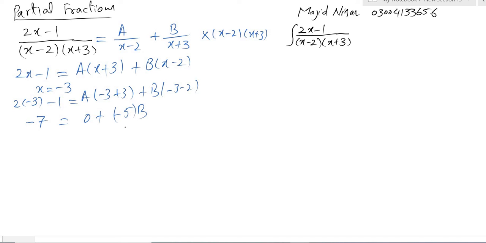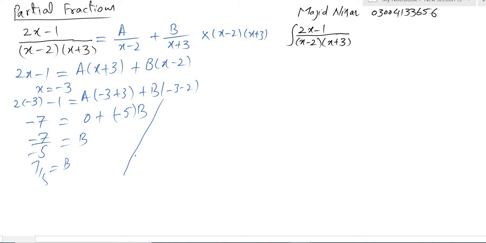Minus 5 times b. Now minus 7 equals minus 5 multiplying with this b, so when we shift it to the left side, it will be divided. So b is minus 7 over minus 5. Minus will cancel the minus, so b is 7 over 5 right now.